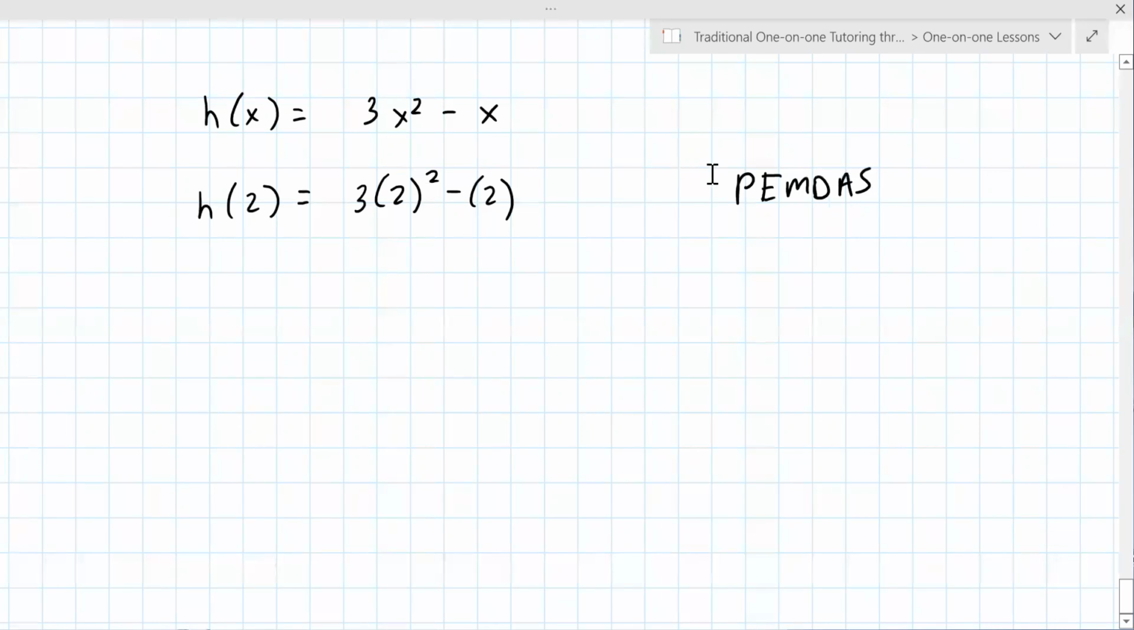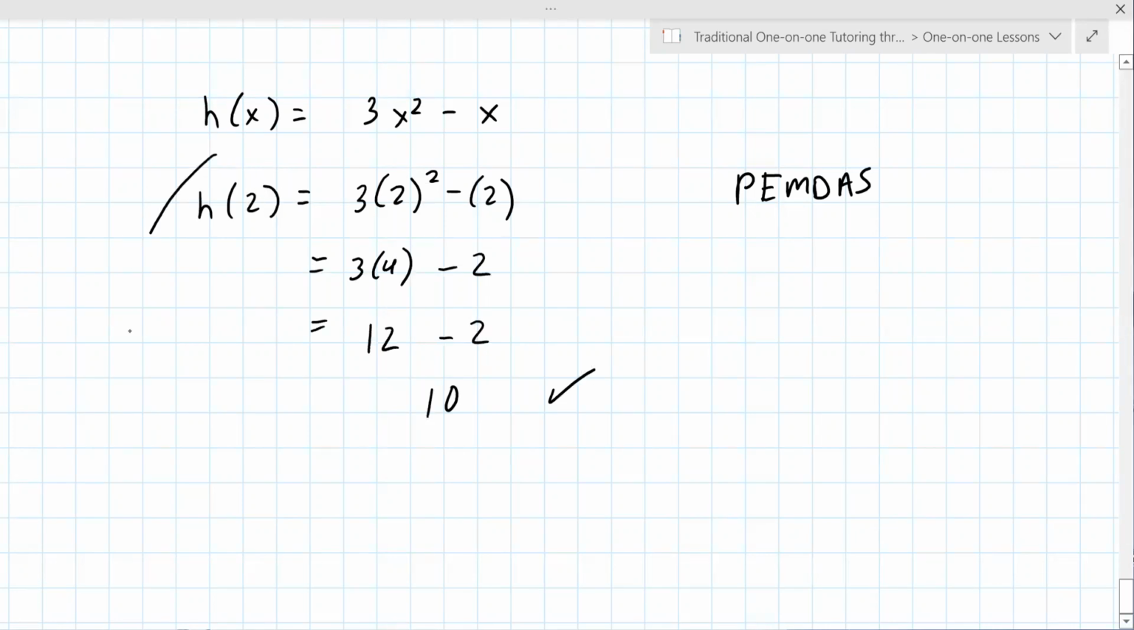So order of operations says that you do exponents before multiplying. So you have to do this 2 to the power of 2 first. So once you do that, it becomes 3 times 4, right? That's right. And it's good to write that. And then I got 12, and then minus 2, and I got 10. Perfect.